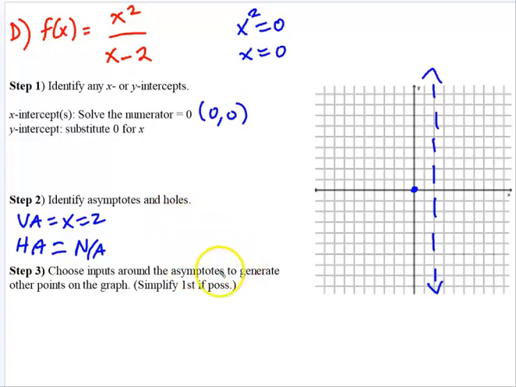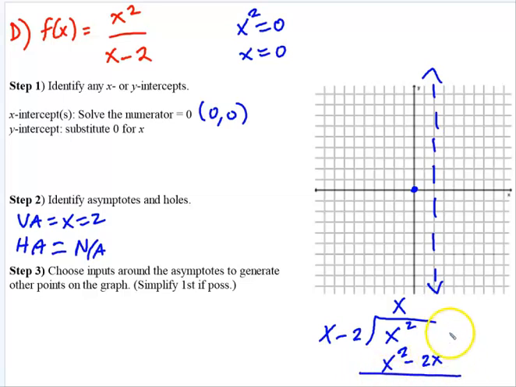Oblique asymptote, do we have an oblique? Well, the top degree is bigger by 1. Can you tell just by doing mental long division what that's going to be? Looks like it's going to be x plus 2.